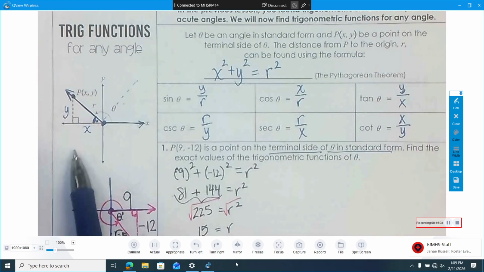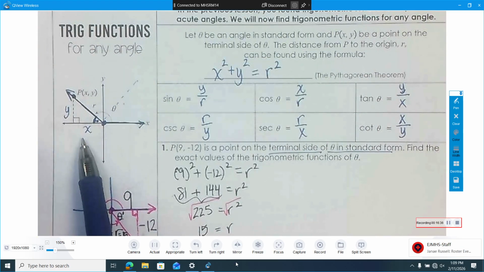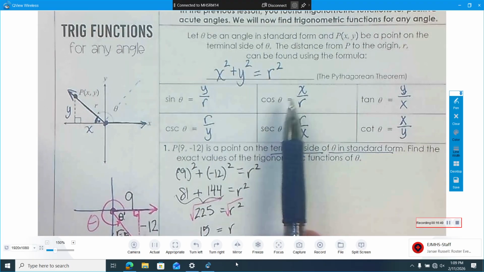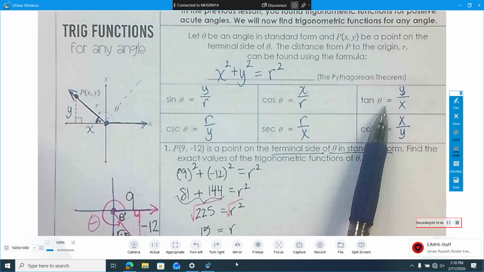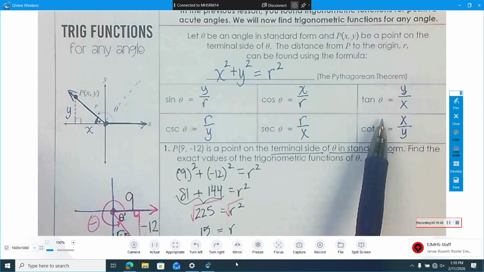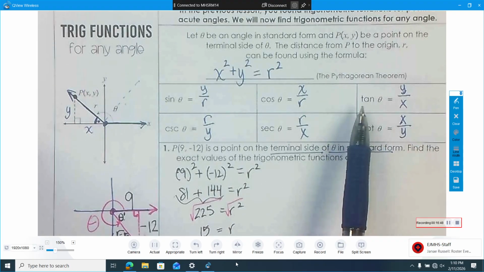Well, in the third quadrant, cosine is going to be negative. Tangent does turn positive. You're right. In quadrant 3, tangent does turn positive.